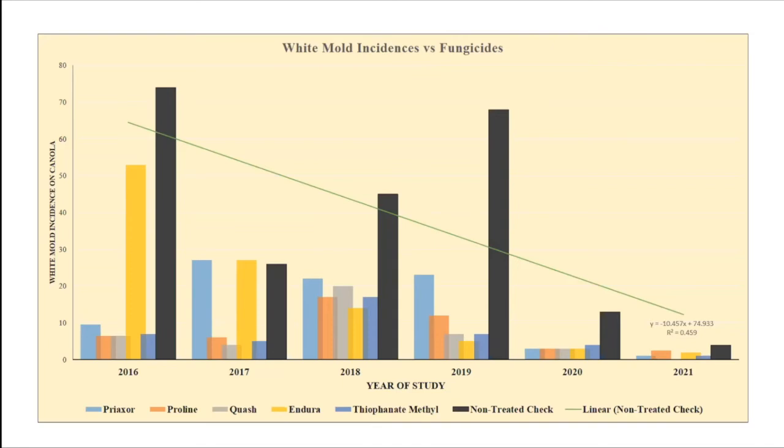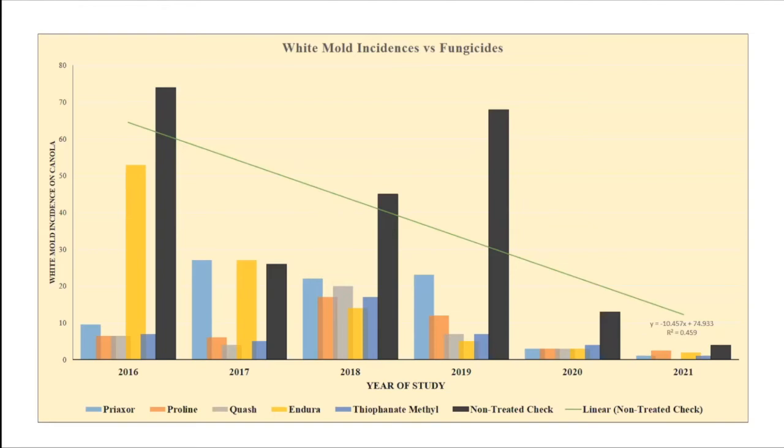I'm conducting this on supplemental irrigation. I provide irrigation, and in some years I have inoculated with sclerotia, and some also with the ascospores. Last year I inoculated with the sclerotia. I only had hardly 5% of white mold incidence in my trials.